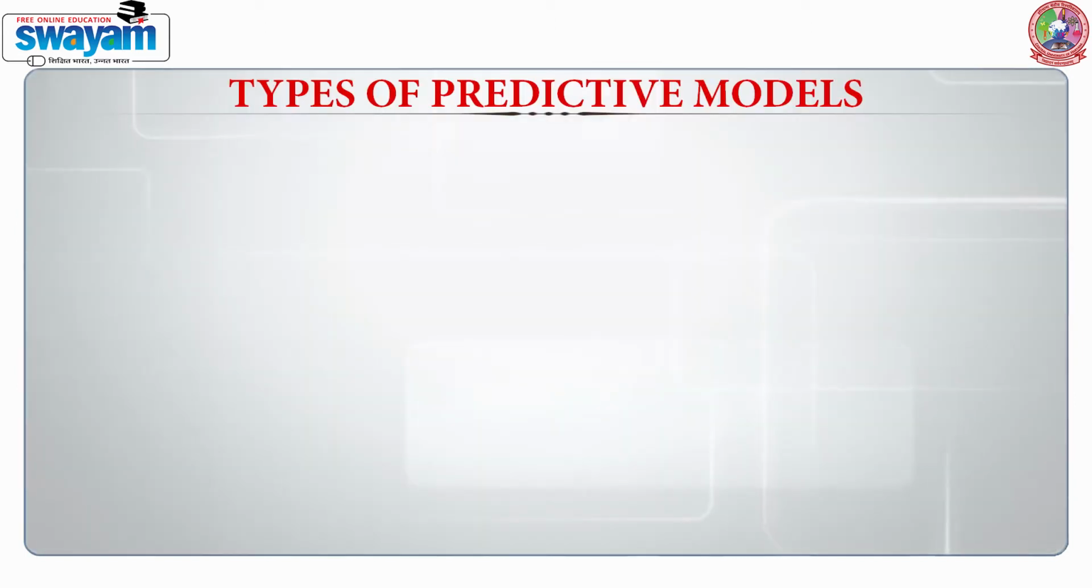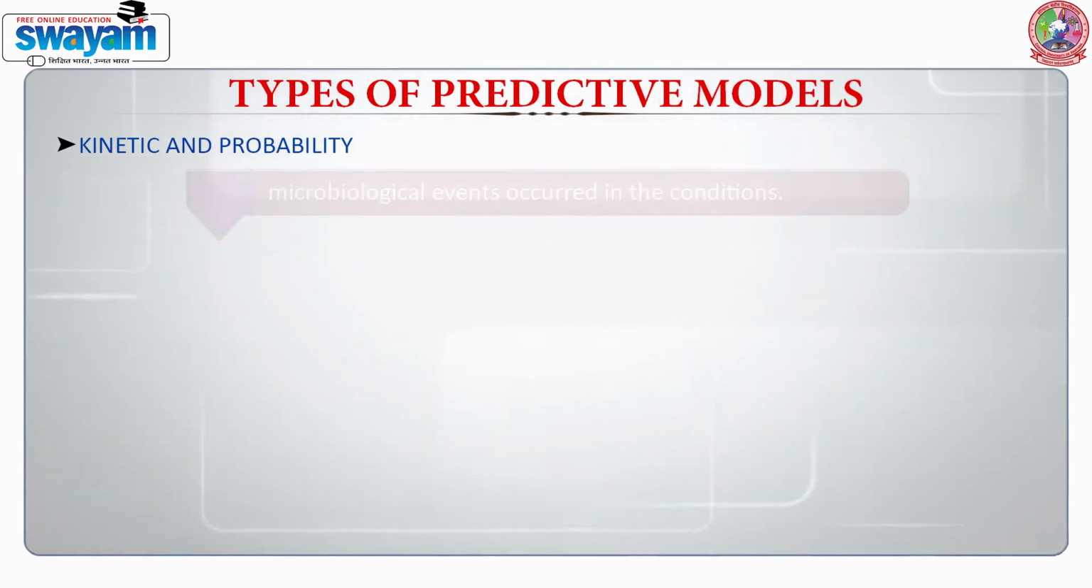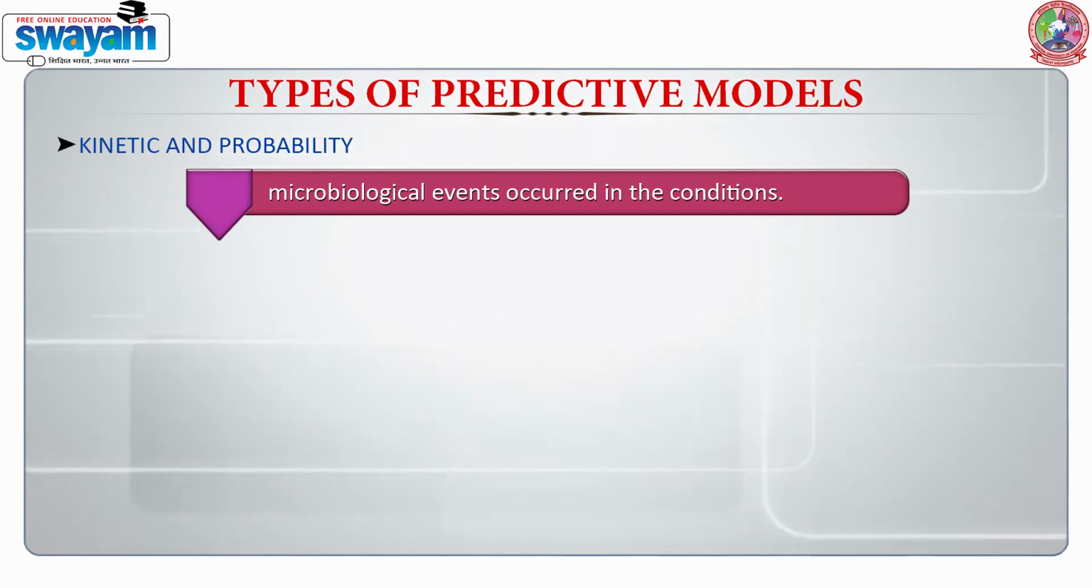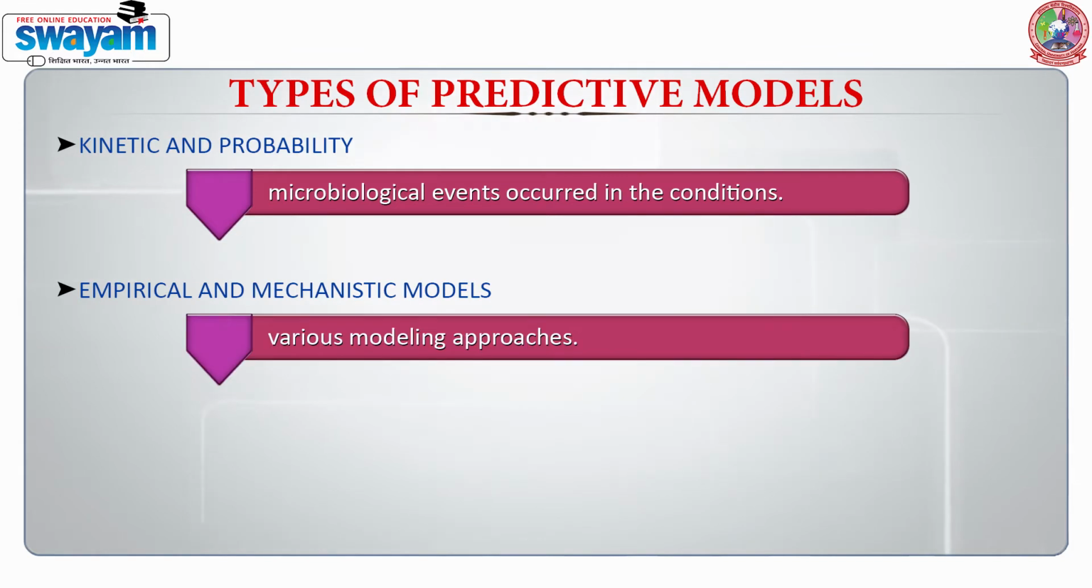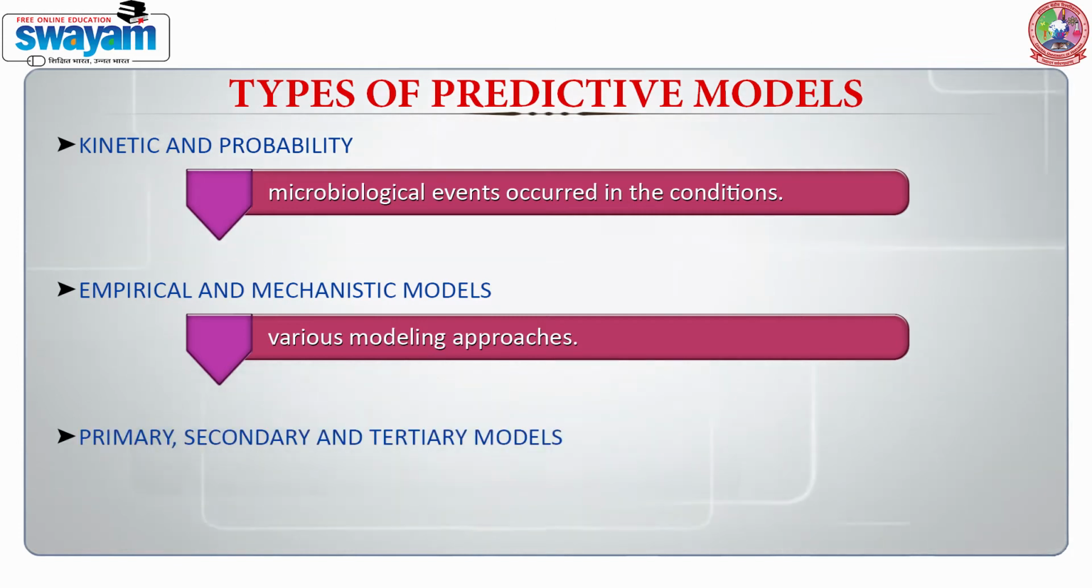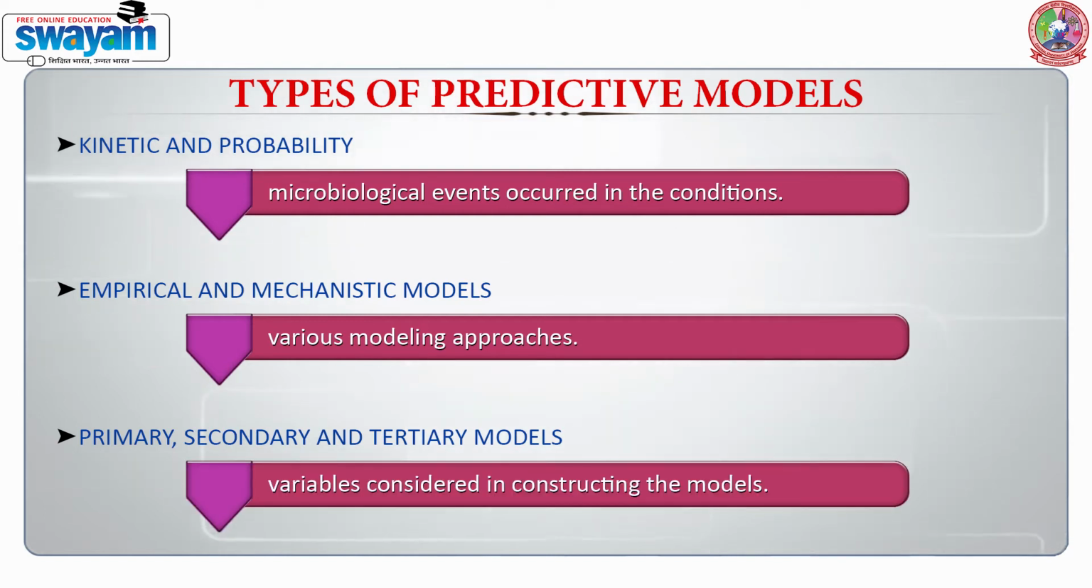When we talk about predictive models, there can be various types of predictive models. The first category are the ones which are based on kinetics and probability. Usually, these are based on microbiological events occurring under set conditions. Then we have empirical and mechanistic models. These are dependent upon various modeling approaches which the researcher is adopting. Then last, we have primary, secondary and tertiary models where different types of variables are considered in formulating or constructing the models.